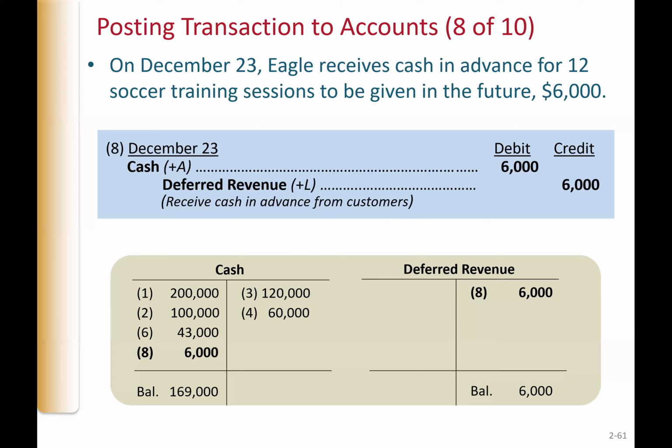So the deferred revenue is the only liability account that doesn't have the word payable after it. Do you remember that? A liability account increases with a credit.